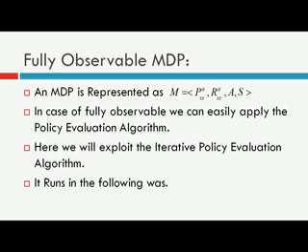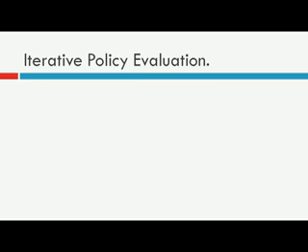So basically a Markov decision process is represented by these values: P^a_ss', that is the probability of making a transition to the next state S', and R^a_ss', the reward for making a transition to S' from state S by taking an action A. Capital A represents the set of all possible actions, and set S represents all the possible states. In the case of fully observable, we can easily apply the policy evaluation algorithm, and here we will consider the iterative policy evaluation algorithm.